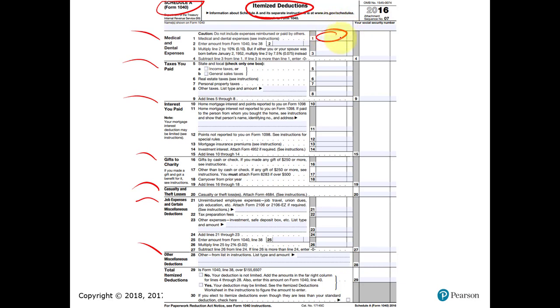But you can't deduct the whole thing. They're going to tell you to put your AGI over here and take 10% of it and subtract it out. And only the remainder, if anything, can be added with your other itemized deductions. Keeping in mind that this bottom amount, you try to get it bigger than your standard deduction. Otherwise, you're wasting your time trying to fill out this Schedule A.